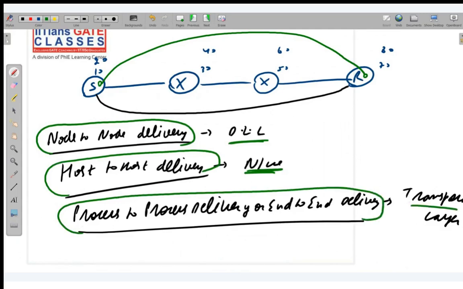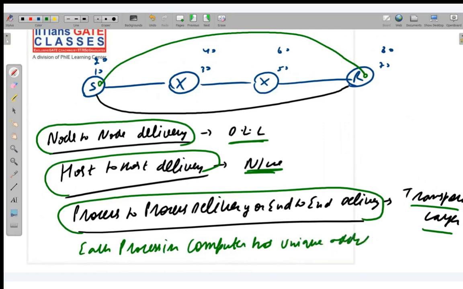So now how will you identify processes? For that also we have addresses. These are known as port addresses. Okay, so each process has an address. Each process in computer has a unique address called port address.